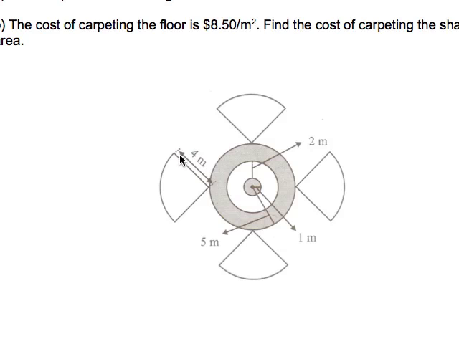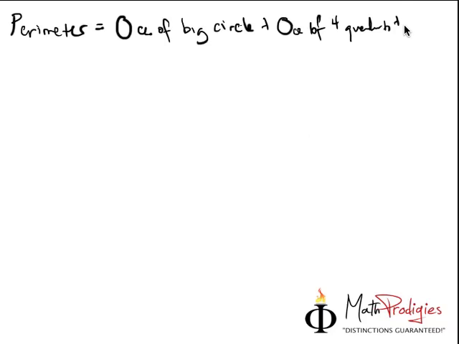So how many 4 meters do we have? 1, 2, 3, 4, 5, 6, 7, 8. Therefore, plus 4 times 8. Be careful. The circumference of the big circle is equal to 2 pi r, plus 2 pi r, plus 4 times 8.